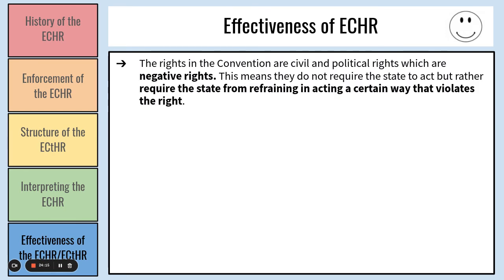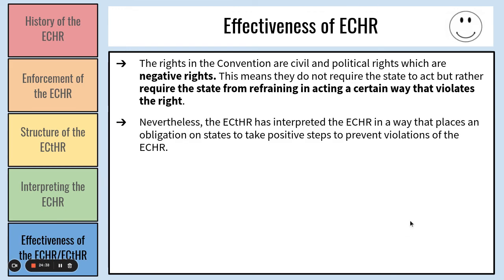The rights in the Convention, as I said before, are civil and political rights, which are usually negative rights. Negative rights mean that the state has to not interfere with your act. It requires the state to refrain from acting in a way that violates the right. It doesn't require the state to act. However, the European Court has interpreted the Convention in a way that places a positive obligation on states. So it requires the states to take positive steps to prevent violations of the Convention.